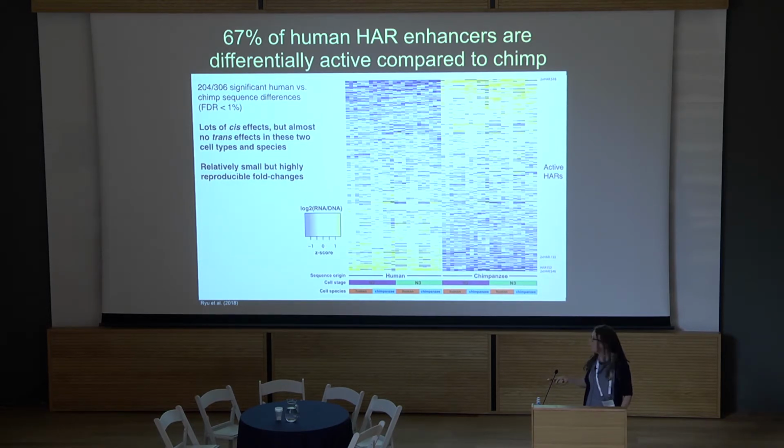The cis effects dominate. And also I want to point out that these fold changes that we're seeing very reliably aren't huge. They are quantitative differences that we can reliably measure that I believe are real, but they are not like on-off switches. It's more like what's happened during evolution is like a dimmer switch going up and down. And I'll say more about that in a moment.